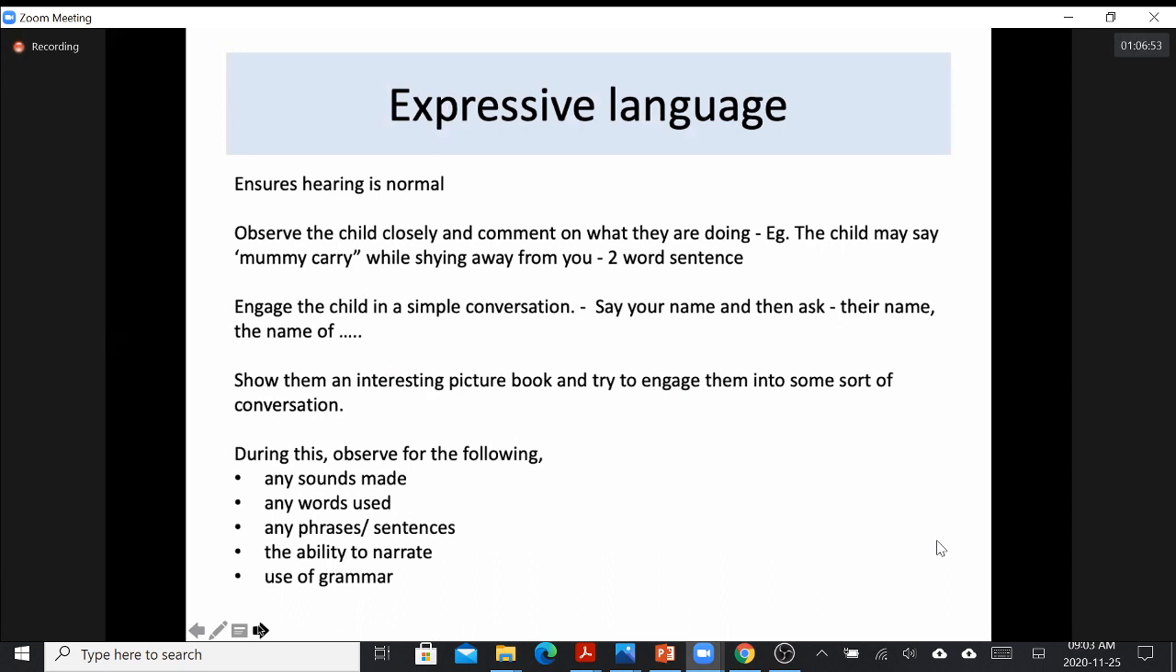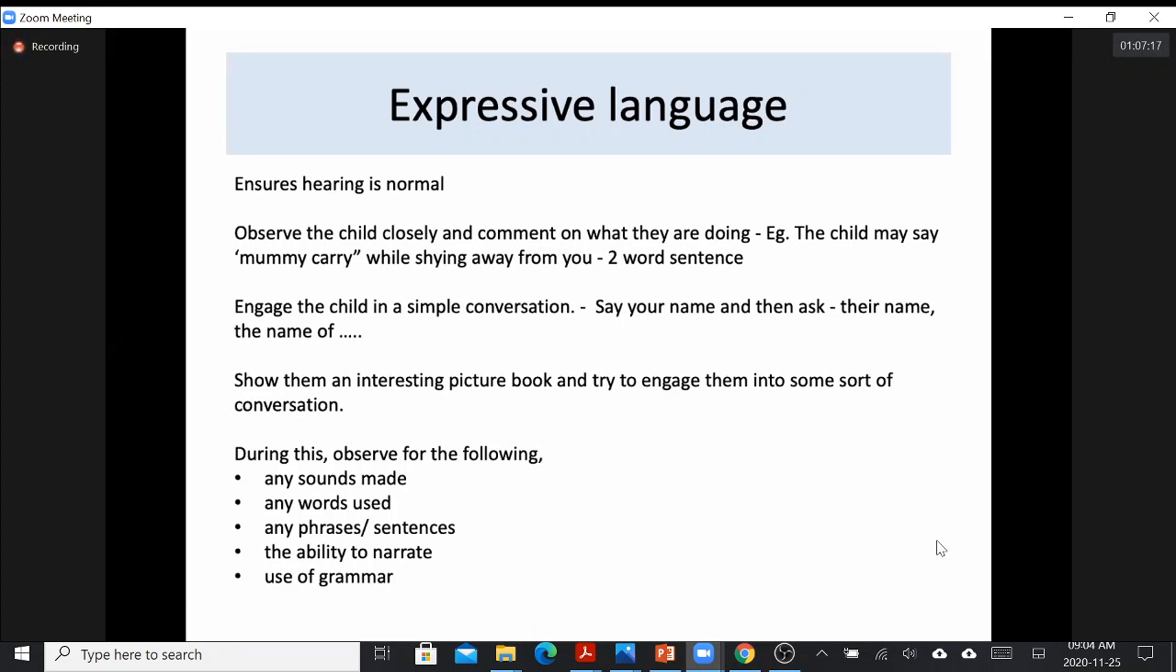So we have to observe closely and comment on what they are doing. So if the child says, "Mommy, carry," or "Mommy, let's go." In our context, when they don't want to be examined, they say apya. And although it may be annoying that they won't allow you to assess, it's still a two-word sentence, right? So you can say, okay, this child is putting two words together, which makes sense.